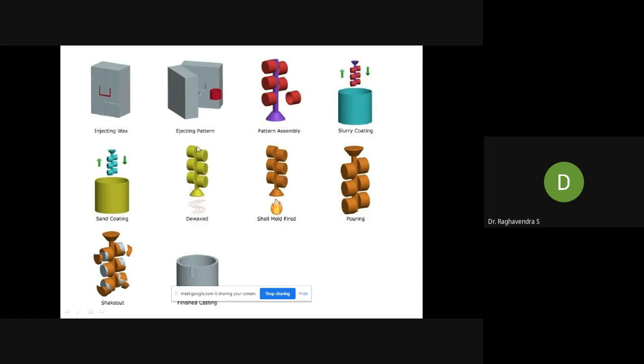So what happens? This becomes wax. Then they'll keep it in the mold box and start pouring the molten metal. What happens? Where there is wax, there the molten metal is going to fill. The sand will come out when you shake out this pattern. This is one of the investment patterns. This is how they make it.